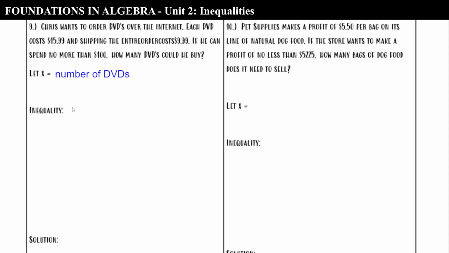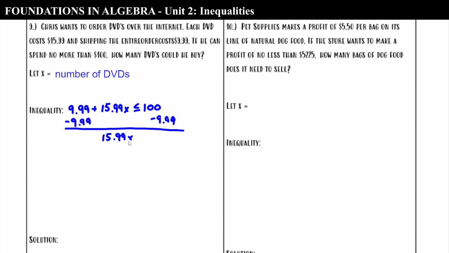Well, we know that shipping is $9.99 up front. And we're going to add that to the $15.99 times the number of DVDs that he's going to buy at that price. He cannot spend more than $100, so this has got to be less than or equal to 100. So we're going to subtract the $9.99 from each side. That's our flat shipping fee. And when you put that into your calculator, you will find that's 90.01.